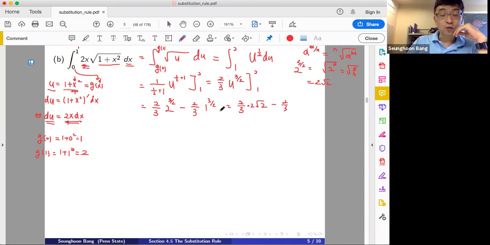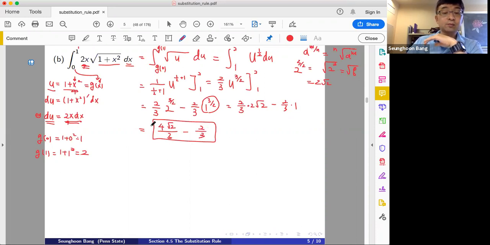What's 1 to 3 over 2? Do you know the answer? Yes, this is 1 times 1. So we have 2 times 2 is 4 root 2 over 3, minus 2/3. That's it. This is your final answer.